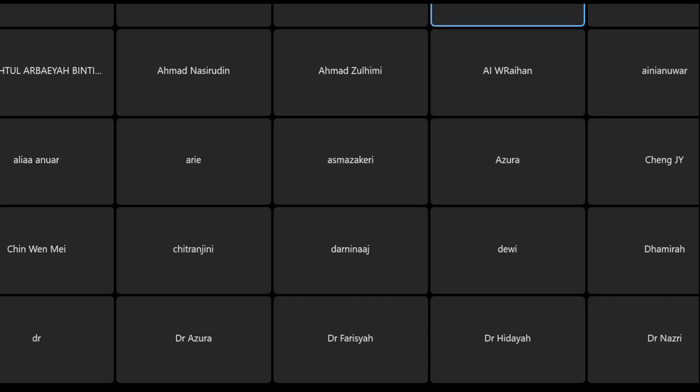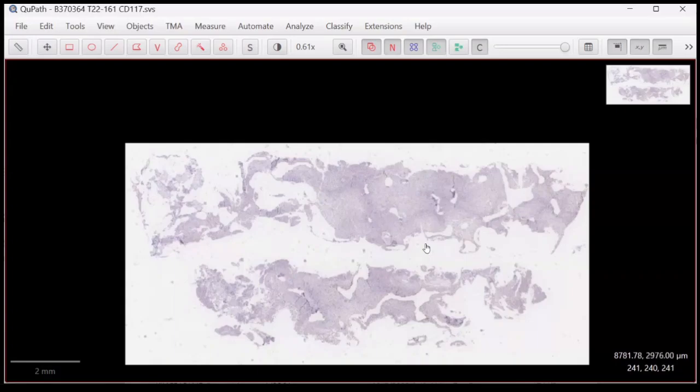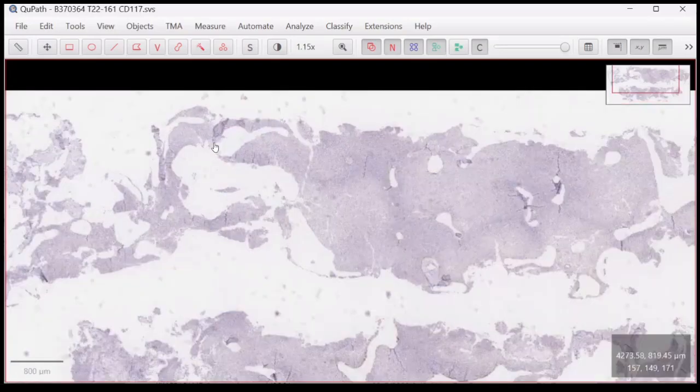CD117. Okay, you get the CD117 negative.